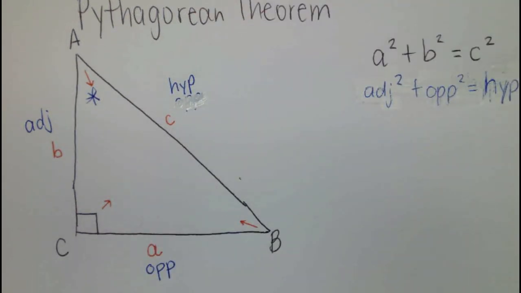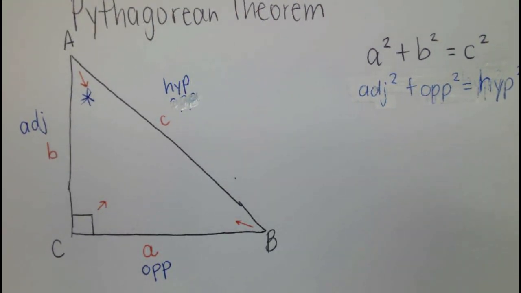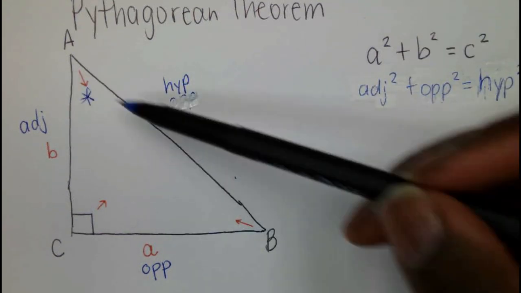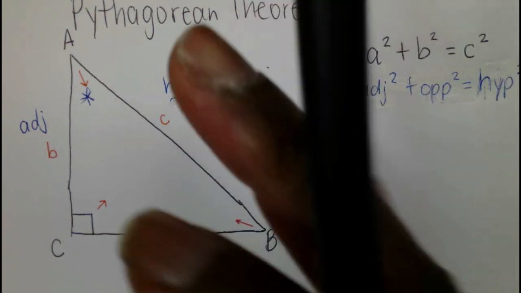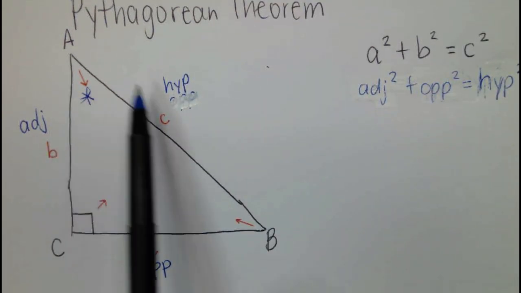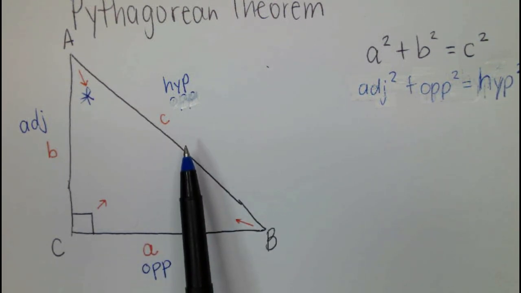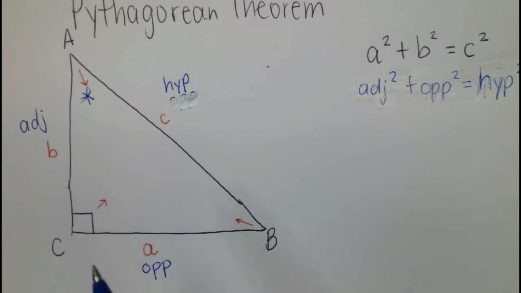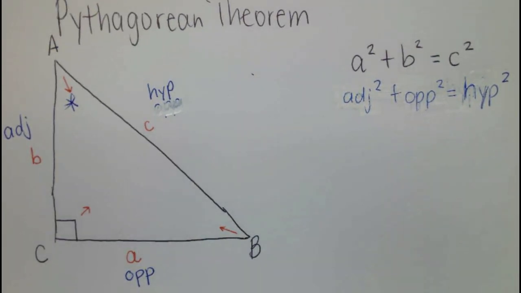All right, so adjacent, opposite, hypotenuse. The hypotenuse has to be the slant. It's going to be on the side by itself. It's special. The adjacent and the opposite are going to touch the box. The hypotenuse never touches the box. It's across from the box. All right, so we're going to use this concept to answer some problems.